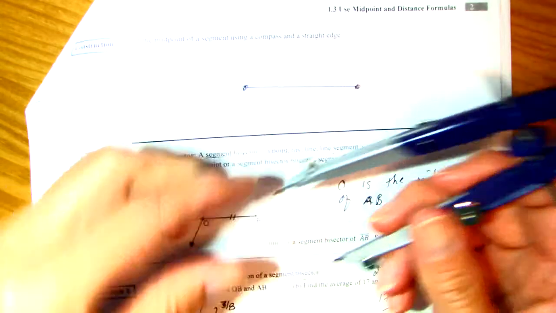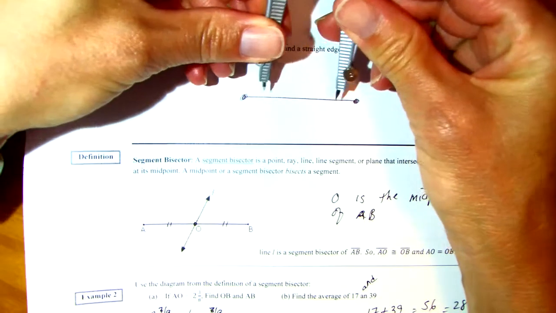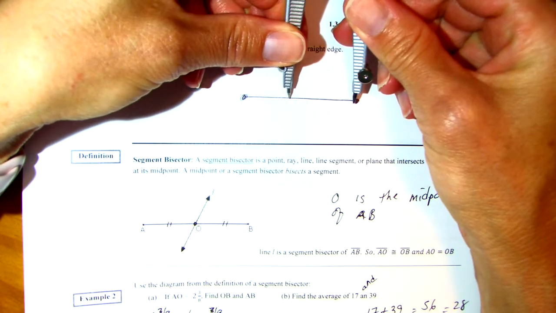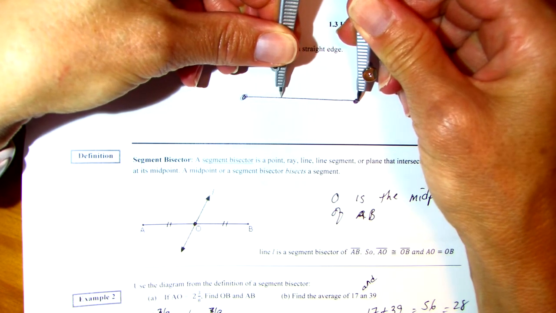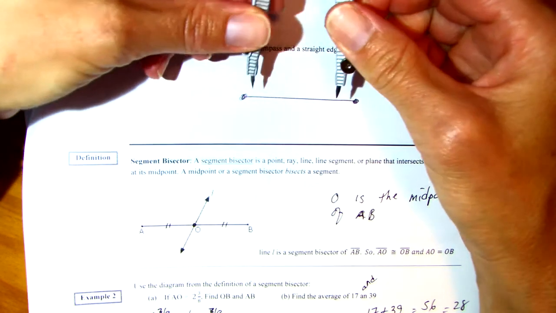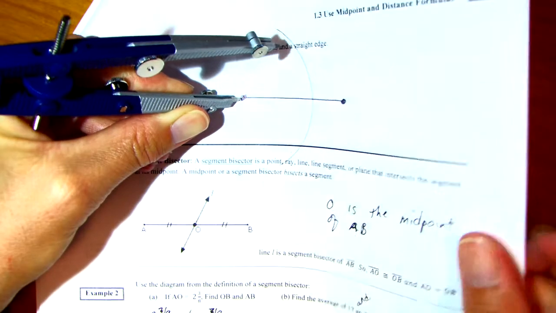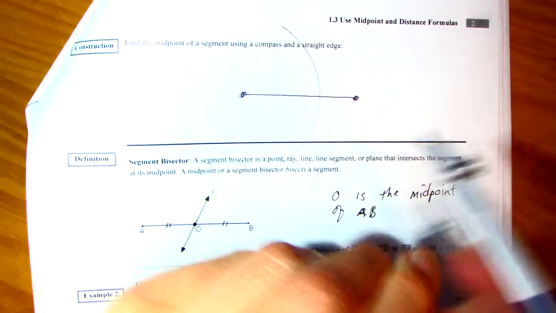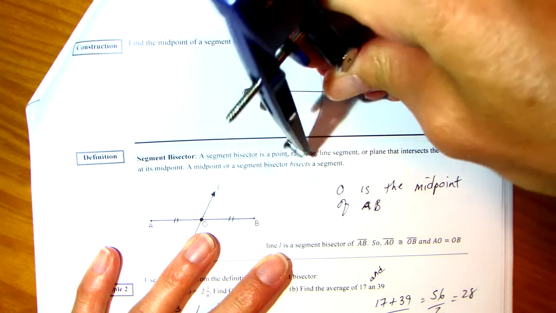All right, so we want to find the midpoint. I'm going to make it so this compass is just slightly longer than half. It could be really big if you want, but you don't want it to be too small. You want it slightly longer than half. So I'm going to put the point on one endpoint and mark an arc. Can you see that? Turn the paper a little bit so you can see it. And then, with the same distance, don't change the distance, put it on the other endpoint and mark another arc.